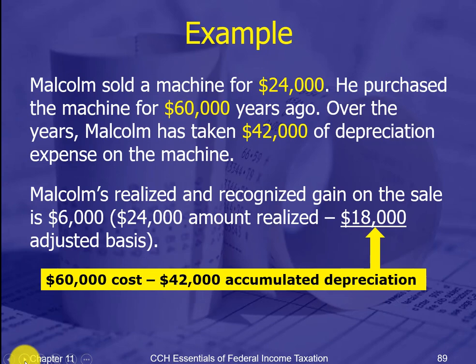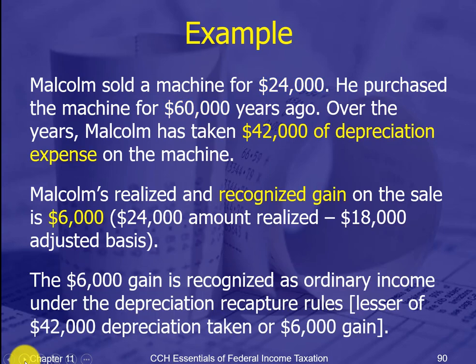We sold it for 24, so that means it's a gain. All right, because our base is 18, the amount we receive is 24, from our rules in previous chapters. Now, if this is Section 1231 property, we say, okay, that's a gain. That should be a capital gain, right? Under the 1231 rules, not under the depreciation recapture rules. Okay, that $6,000 is recognized as ordinary income.